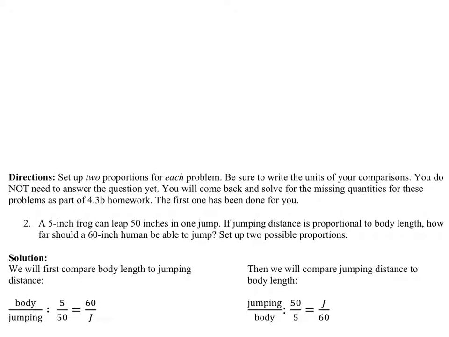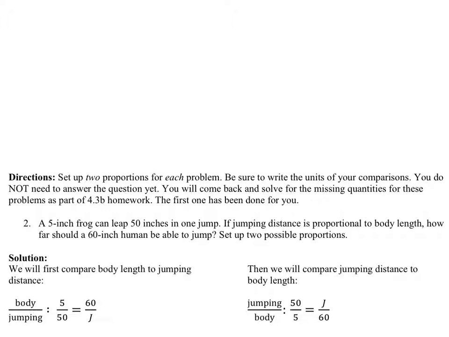Alright, so a 5-inch frog can leap 50 inches in one jump. If jumping distance is proportional to body length, which it's not, but if it were, how far could a 60-inch human be able to jump? Set up 2 possible proportions. So we can see on these that they did body length divided by the jumping distance. So we got the frog's body, which is 5 inches, and the 50-inch jump, compared to the human 60-inch body divided by that unknown value, okay?